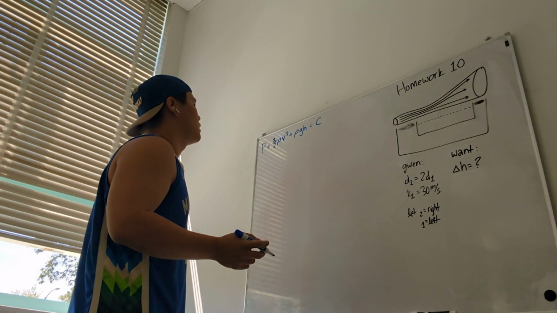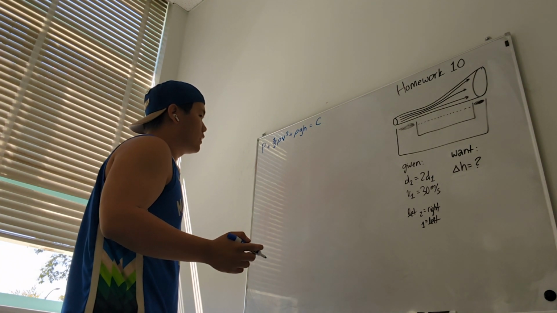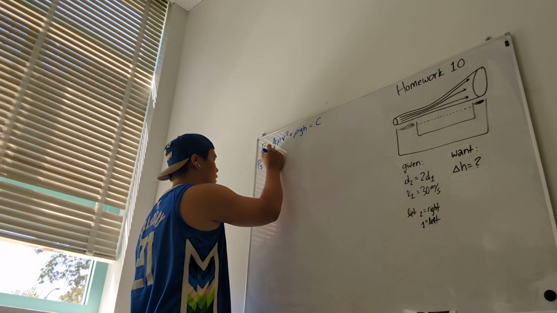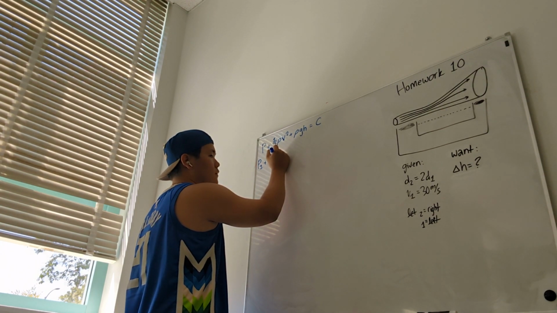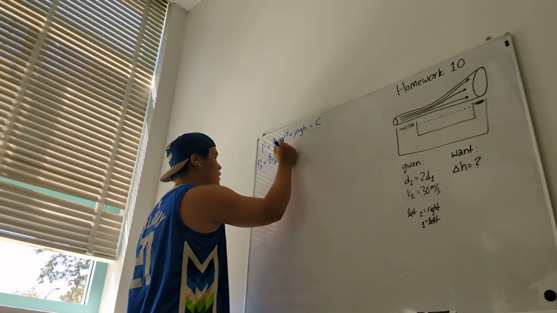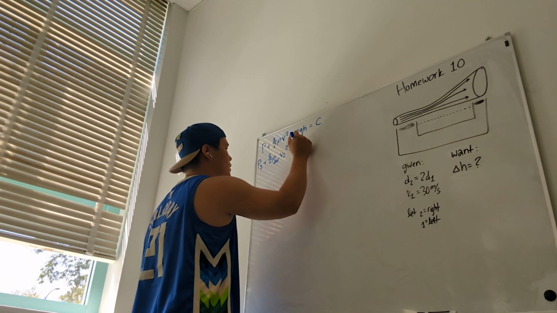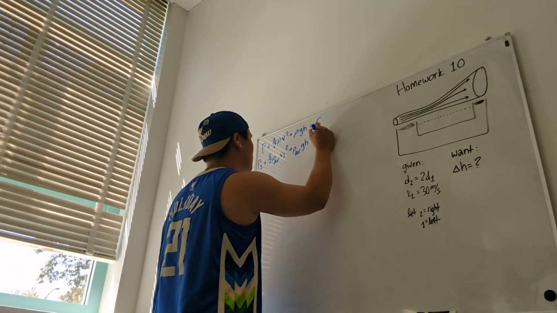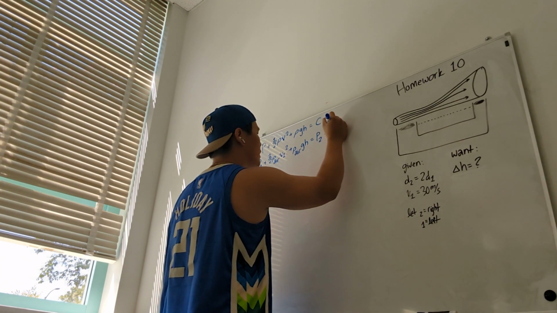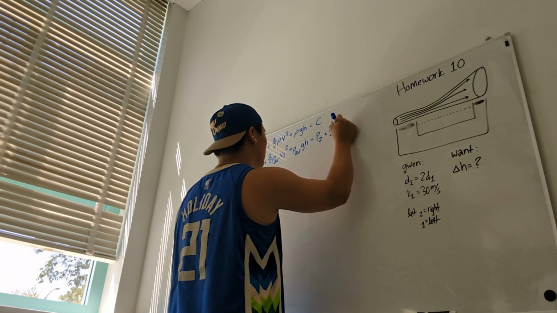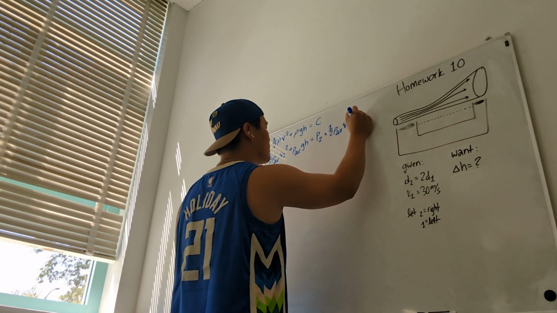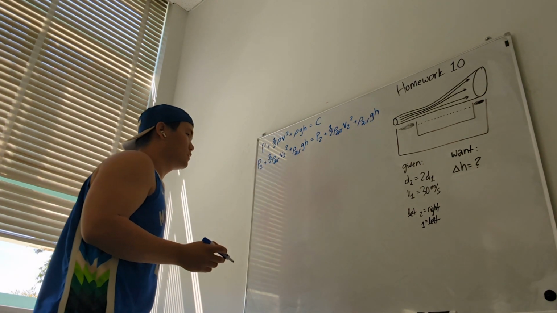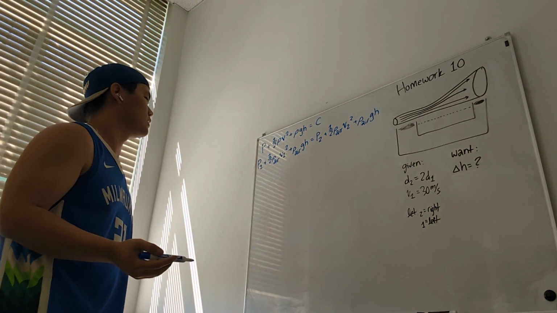So, if it's a constant, then the left should equal the right, which means pressure on the left plus 1/2 the density of the material we're working with, which is air, velocity on the left squared plus density of air, gravity times height is equal to pressure on the right plus 1/2 density of air, velocity on the right squared plus density of air times gravity times height. So we have this. What does that tell us?